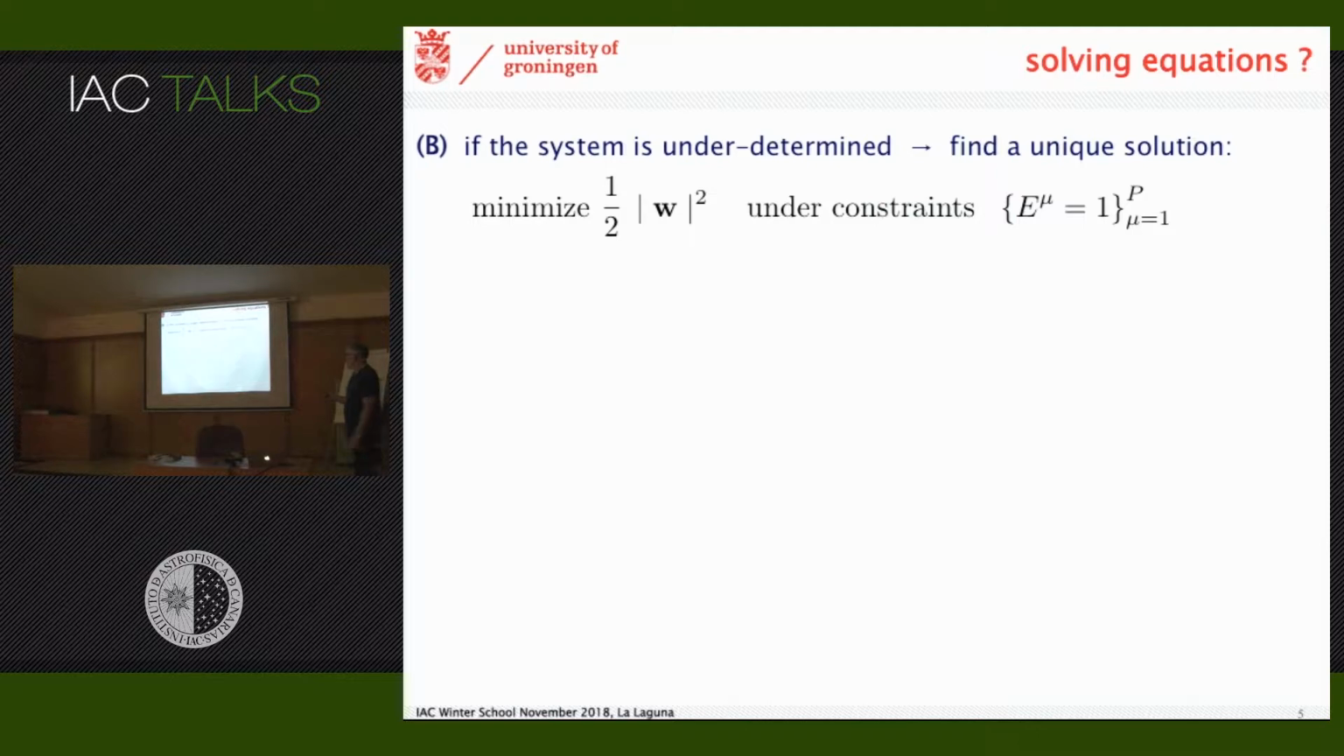Case B, the thing is solvable. There is an exact solution, or more precisely, very frequently, there will be many solutions if this is underdetermined.